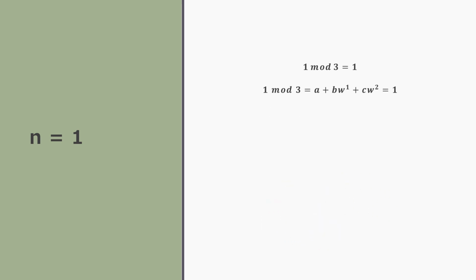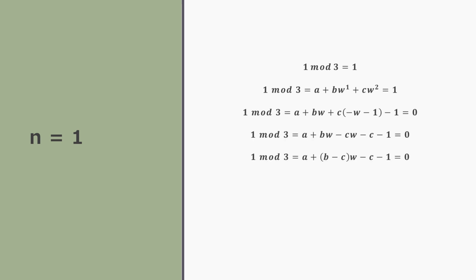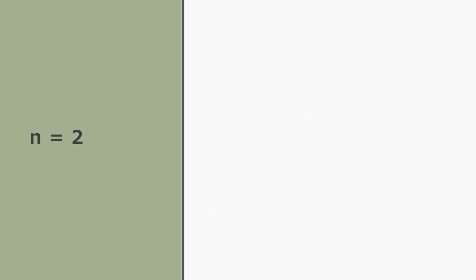So with that, we can just plug that bad boy in and distribute, combine like terms, and this is our equation: a plus b minus w times c minus c, minus 1 equals 0. This is equation 2.